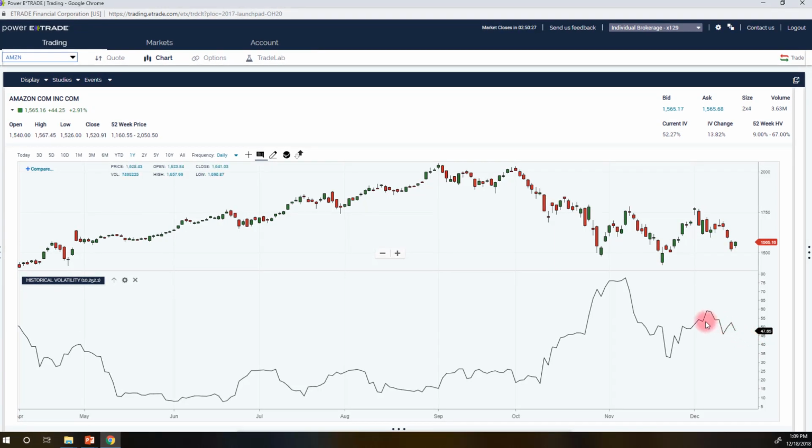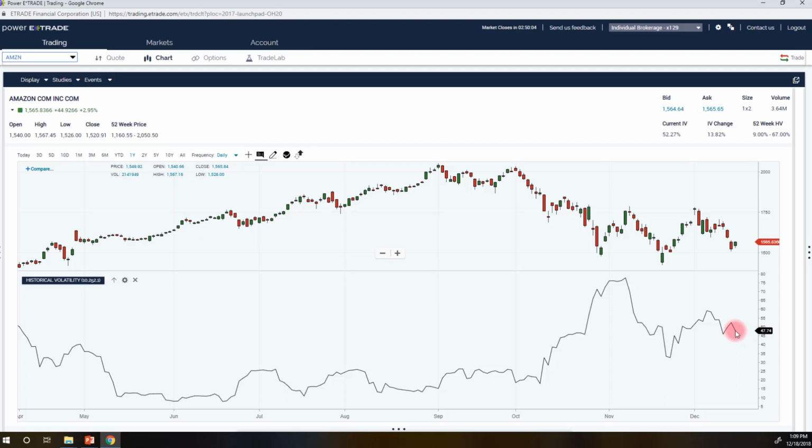However, you can see that even volatility can be volatile. Look at this. Just back in November, we were up pushing 75, 80%. And then prior to the October crash here, look at this. We were down at 15, 20% for Amazon. But right now we're at 47, almost 48%.